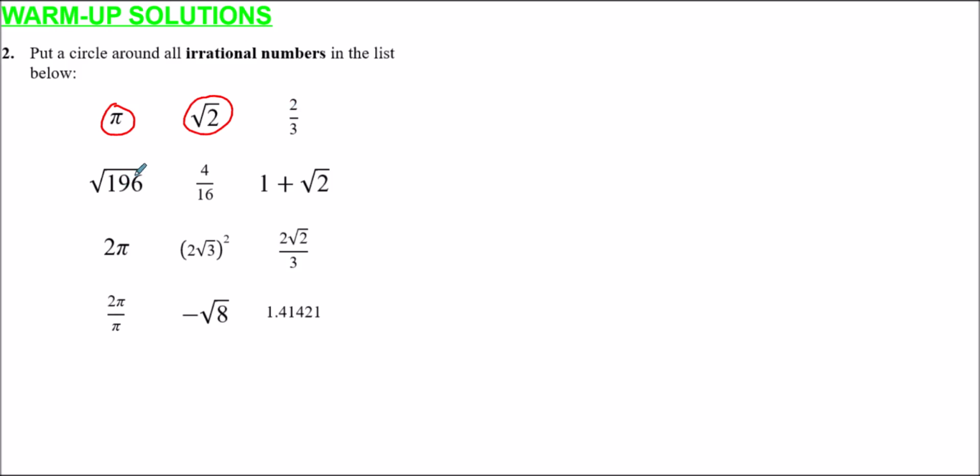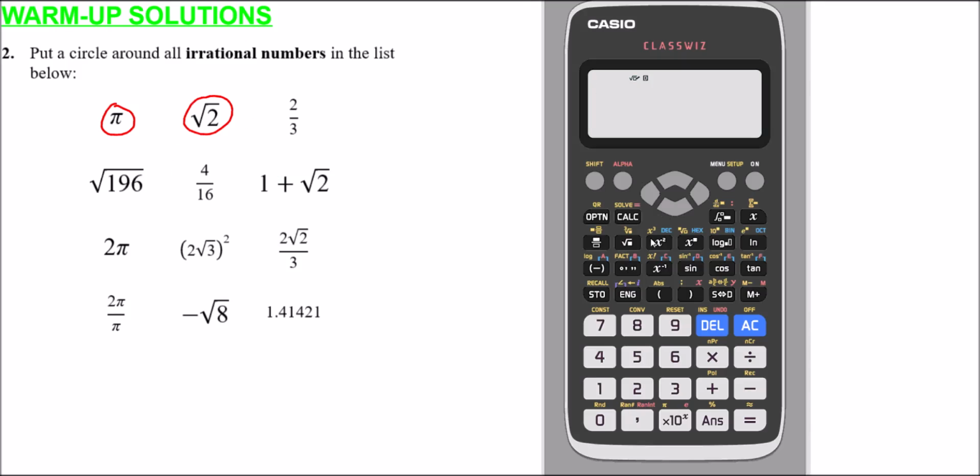The square root of 196. Well, maybe this would throw us off, so, you know, it's a warm-up. I'll let you cheat, why not? Let's just try square root of 196. Oh, that's 14. So actually, this is rational. 4 over 16, that's an exact fraction. That's the same as a quarter, that's rational.